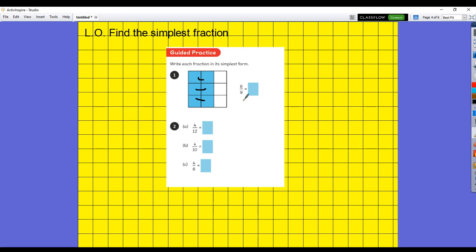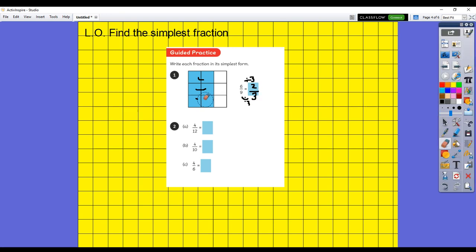But this fraction can be simplified smaller. What number does 6 and 9 both go into? It can't be 2 because 9's an odd number. How about 3? Let's do our 3 times table. 3, 6, 9. Yes, so 3 goes into 6 and 9. So let's divide 6 by 3, which is going to equal 2. And whatever you do to the top, you have to do to the bottom. So divide 9 by 3, and you get 2/3.